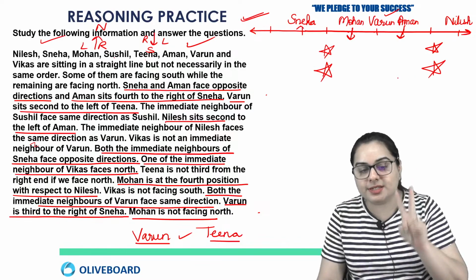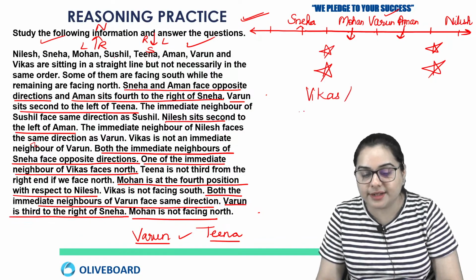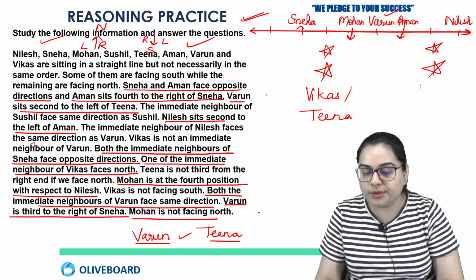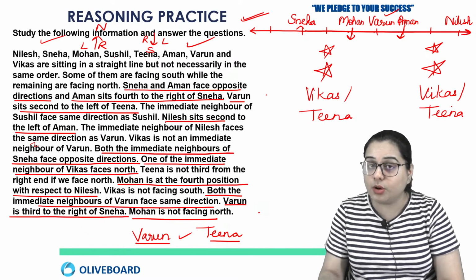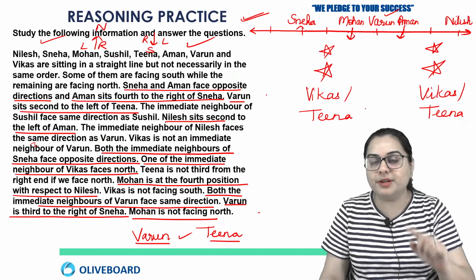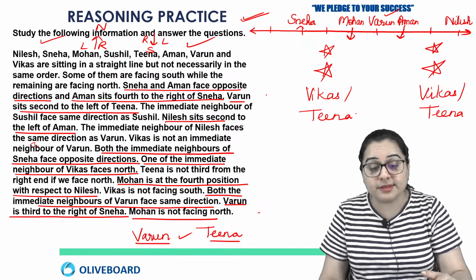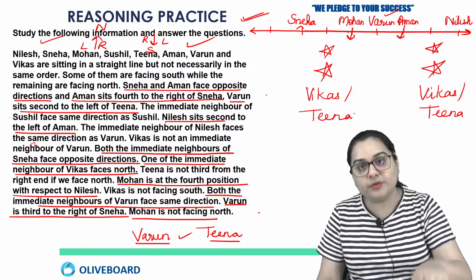So these two star positions are actually having a doubt between Vikas and Tina, because about Tina, we know that Tina can be written on either of these two positions, and about Vikas also we got to know that Vikas cannot be written at an extreme end because he says one of the immediate neighbors of Vikas, one of the, means there are two but one of them.